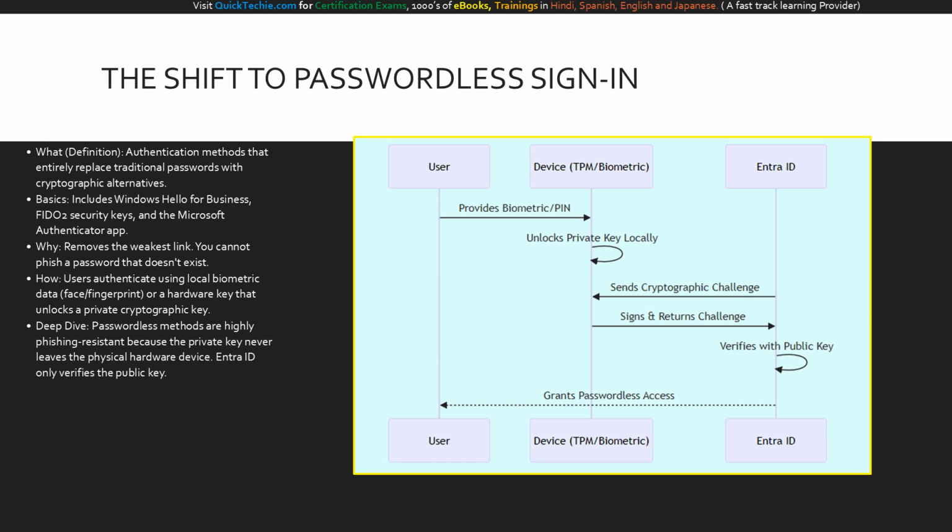Let's trace the passwordless sequence. The user initiates sign-in by providing a biometric scan or PIN to their local device. This action unlocks the device's secure hardware containing the private key. Entra ID then sends down a cryptographic challenge. The device signs this challenge using the private key and returns it. Entra ID verifies the signature using the paired public key it holds on file. Because the private key never traverses the network, credential theft is mathematically neutralized. The user gets seamless access.